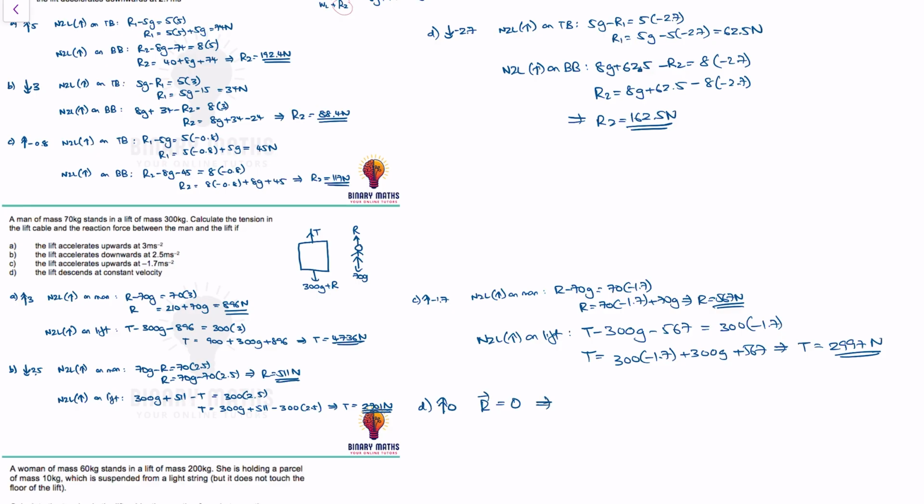Which implies R must be equal to 70 G, which is equal to 686 newtons. And tension must be equal to 300 G plus R, which is 300 G plus 686 newtons, which means T must be equal to 3,626 newtons.